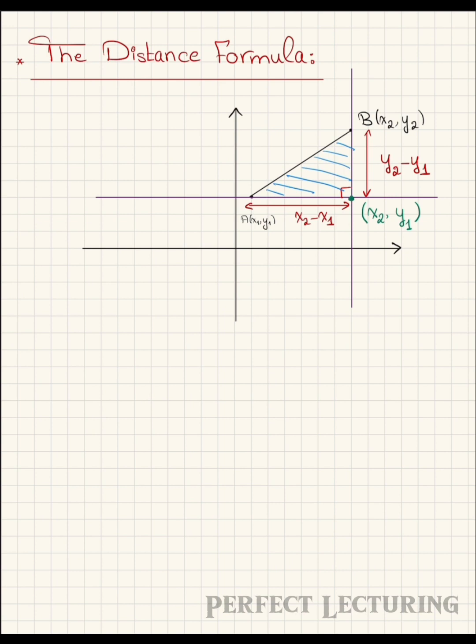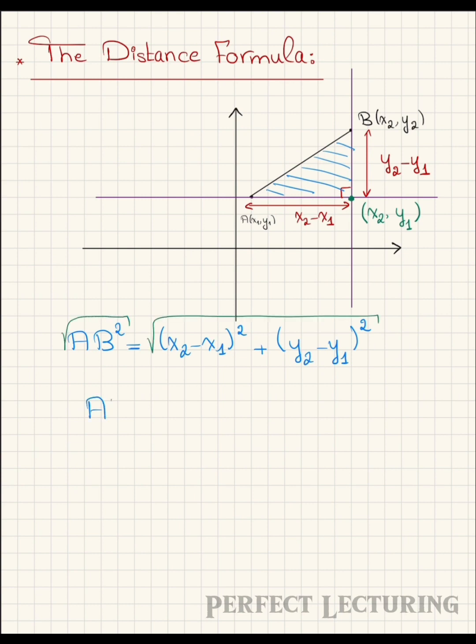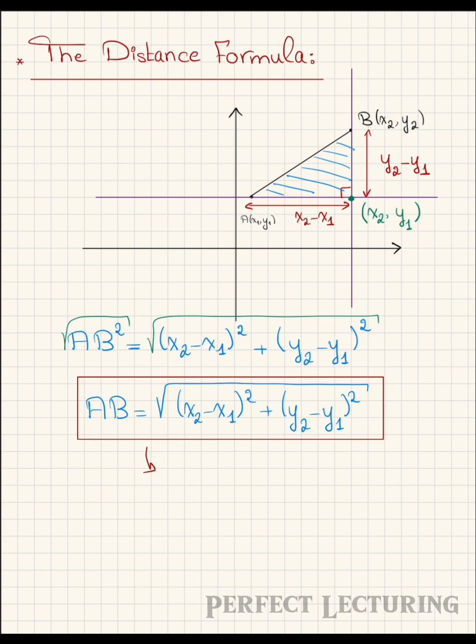So the Pythagorean theorem tells us the hypotenuse squared, which is AB squared, is equal to the length of the first leg squared, so that is (x2 minus x1) squared, plus the length of the other leg squared, so it is (y2 minus y1) squared. In order to find the length of AB, we apply the square roots on both sides. Thus, AB equals the square root of (x2 minus x1) to the power of 2 plus (y2 minus y1) to the power of 2. And we've got the distance formula.